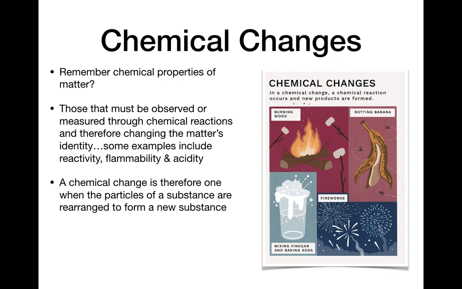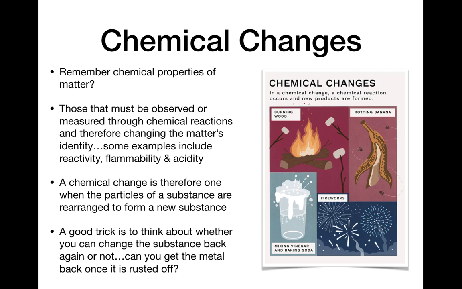A chemical change is a change in which the particles of a substance are rearranged and they make a new substance. So instead of being wood, as it was before, like cellulose, now it's changed into coal, or charcoal. It's a different substance, with different chemical properties than it had before. A really good way to double check if something is a chemical or physical change is just to think about, can you change it back or not?